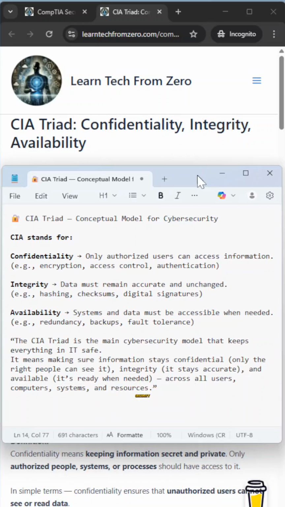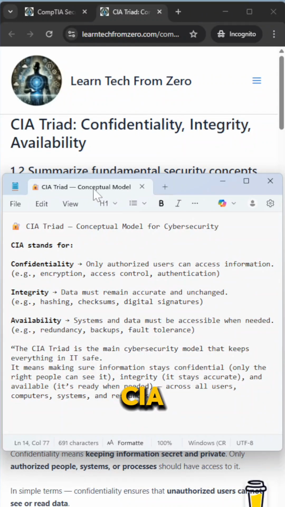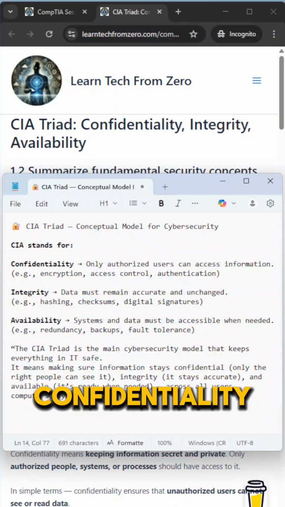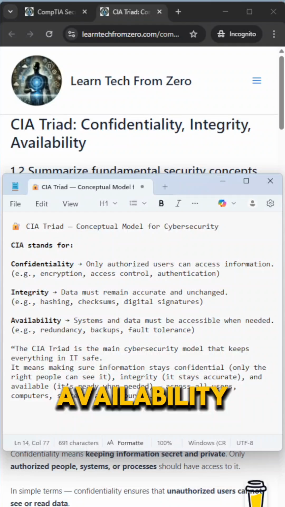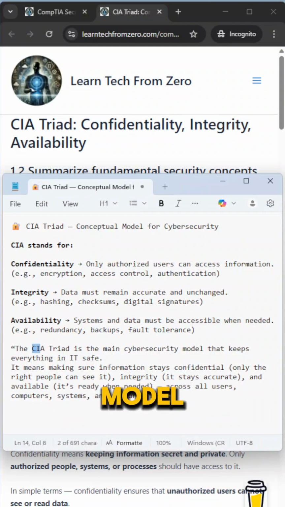So in cybersecurity, the CIA triad, triad means these three concepts: confidentiality, integrity, and availability. If we implement this model at an IT or enterprise level, it will keep everything safe in an IT environment. How it will keep everything safe, we will go through the details very shortly. But the CIA Triad is the main cybersecurity model, and this is the core model.